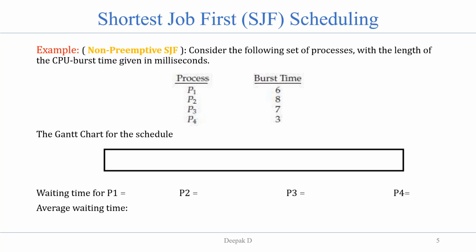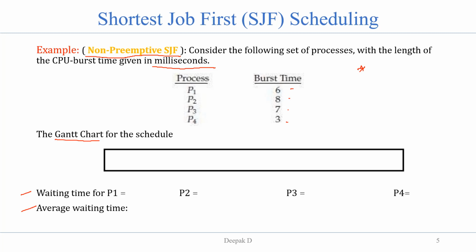Now let's see the problem with respect to non-preemptive SJF. Here you have a set of processes and also the length of the CPU burst time, given in milliseconds. What you need to identify are two things: draw the Gantt chart, and identify the waiting time for each individual process and also the average waiting time for the entire set of processes.